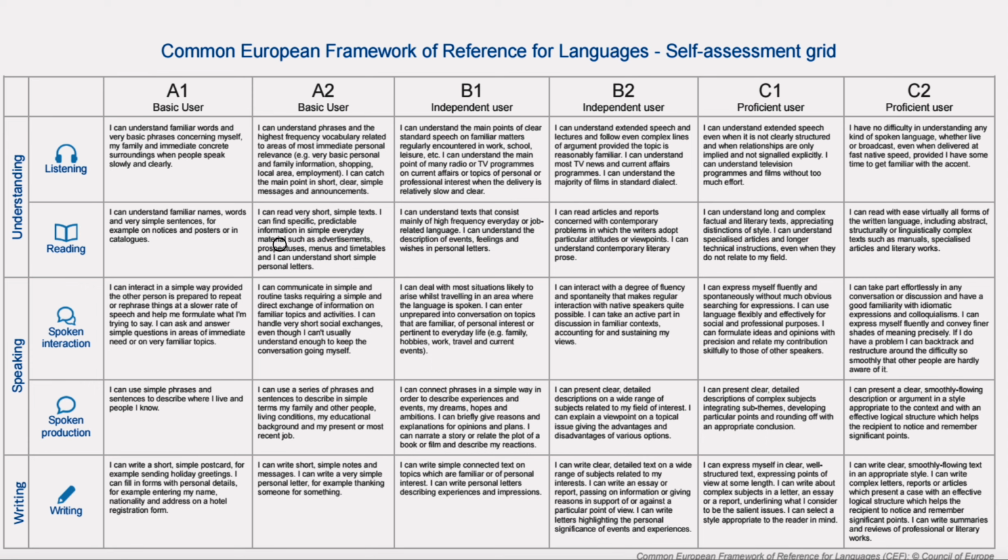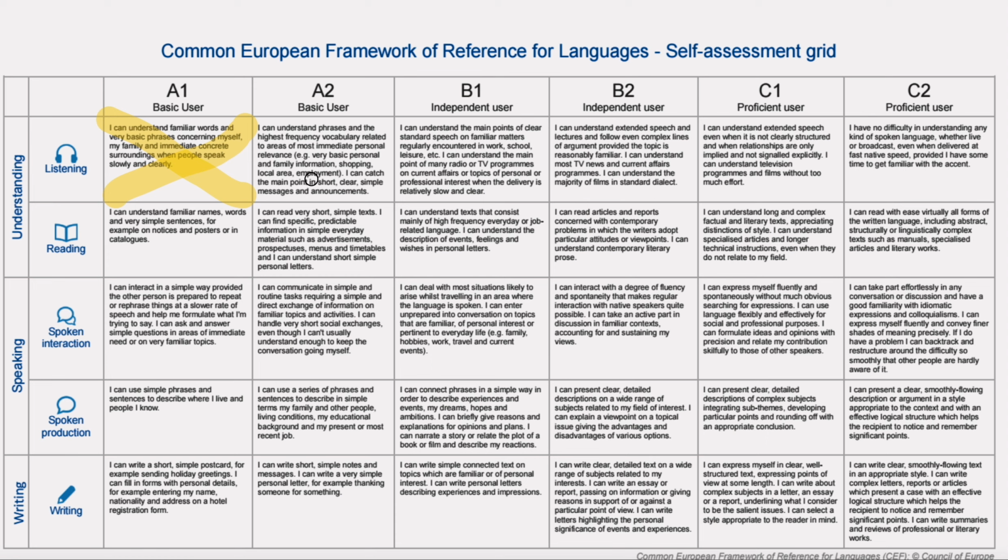So this is the Common European Framework of Reference, which I discussed in my last video, going from A1 basic user all the way up to C2 proficient user. And I said that using the grid work, you can get a really comprehensive idea of where you're actually at in levels. So starting with listening, A1: I can understand familiar words and very basic phrases. I can definitely do that, so I'm just going to highlight and mark that off.